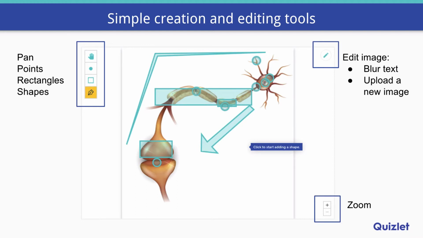You can actually blur out the text so that your students aren't seeing that when they're studying, and you can use that image in this kind of effective way. We also have a zoom tool, so if you want to be really detailed about maybe the custom shapes that you're adding, it's easy to zoom in on your image and get as detailed as you need to be.